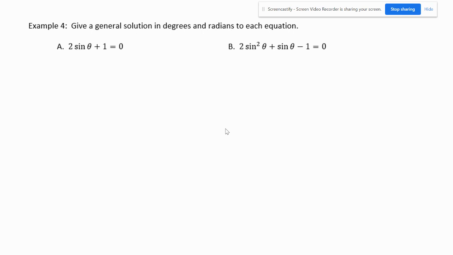All right, example 4. Give a general solution in degrees and radians to each equation. Okay, so this is for the first one over here. We just have a linear trig equation. So I'm going to subtract 1, divide by 2. Which happens here and here. So in radians, this is at 7 pi over 6, and this is at 11 pi over 6. If I'm in degrees, this would be 210 degrees or 330 degrees.